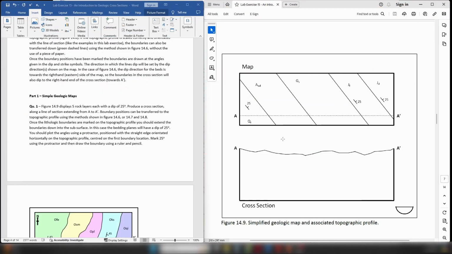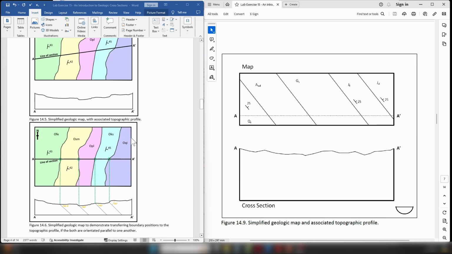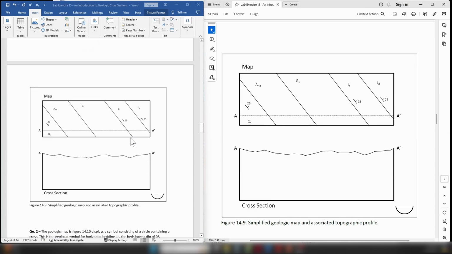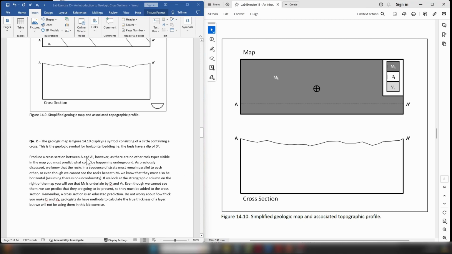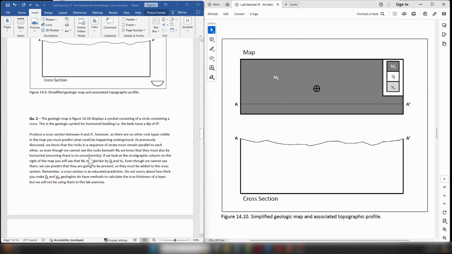Okay, so that's going to be it for question number 1. So for question number 2, we have a different style of diagram. In question 2, you will see we have a situation where our geologic map contains just one rock type. It's labeled MK. Now you'll notice that MK has a symbol, and this symbol is a circle with a cross in it, and this denotes horizontal bedding.